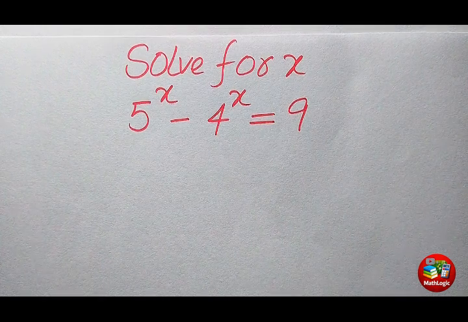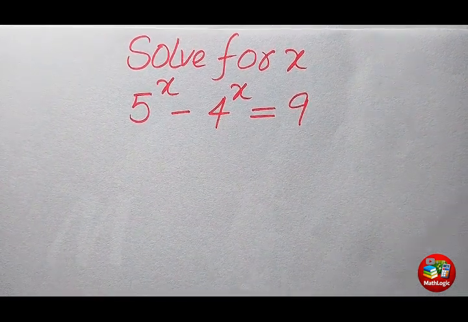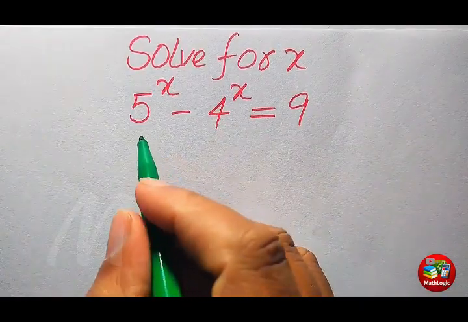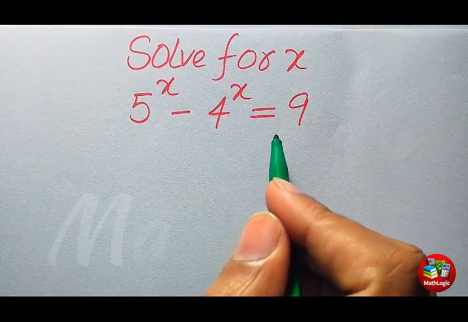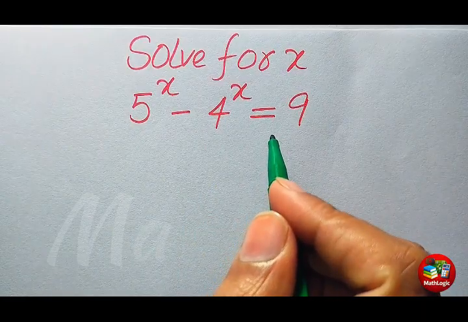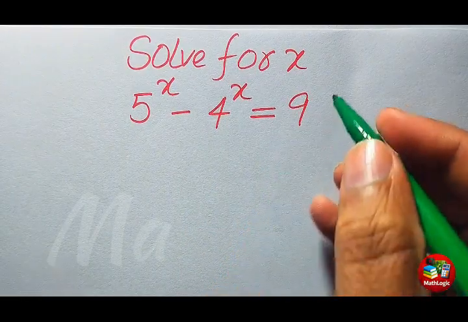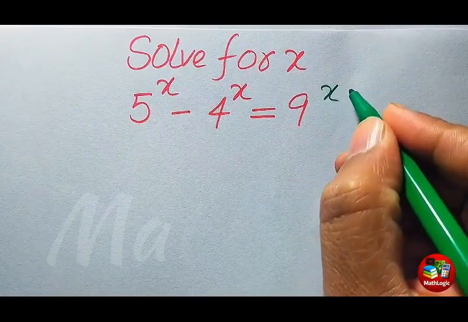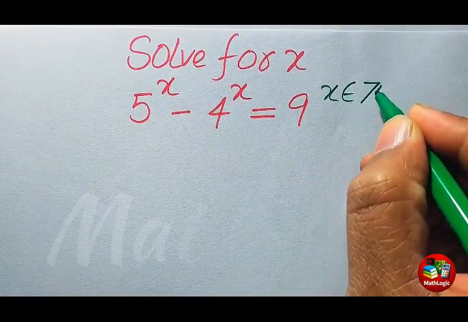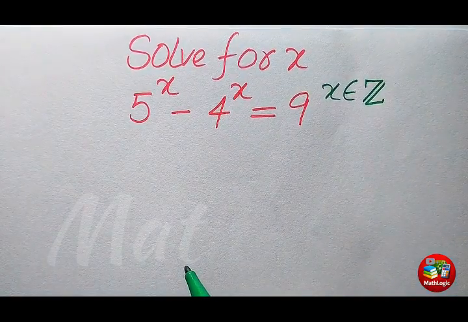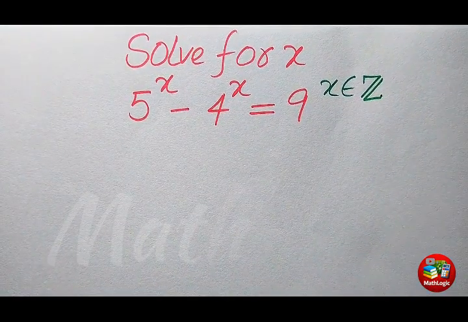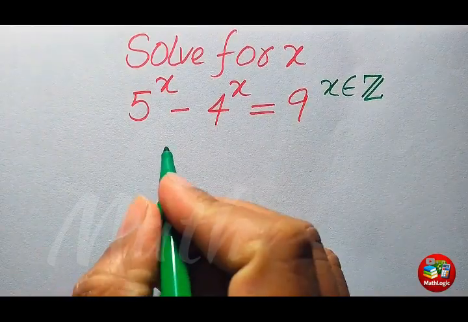Hello everyone, welcome to solve this nice math Olympiad exponential equation problem. So here we have 5 to the power of x minus 4 to the power of x is equal to 9, and we solve this problem for all the values of x. But remember one thing: our x must belong to the integers. It means that we solve this problem for integral values of x. And now we move towards the solution of this problem.